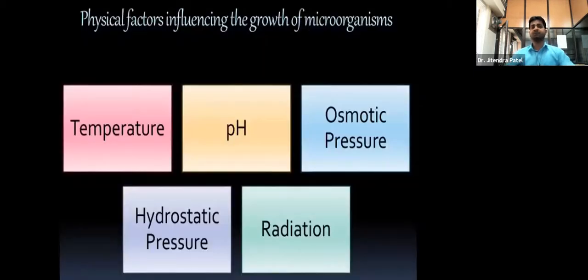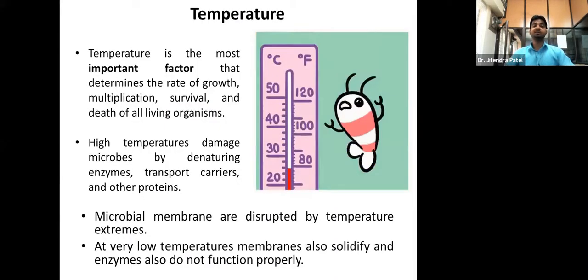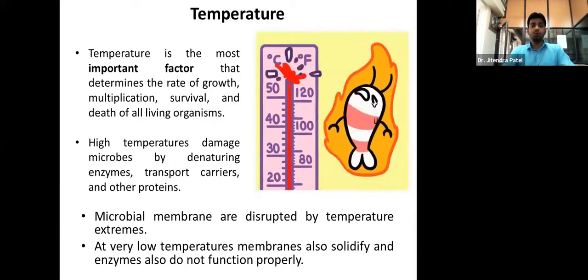So let us discuss the physical factors influencing the growth of microorganisms, right? These are temperature, pH, osmotic pressure, hydrostatic pressure, and radiation, which we are going to discuss as per our topic, right? So what is the influence of these factors? Let us begin. First one is temperature, right? So what is the role of temperature?